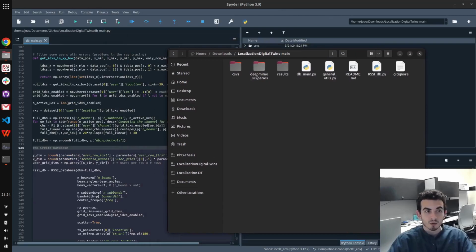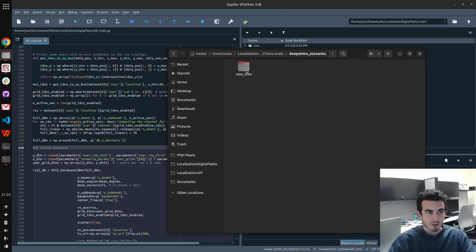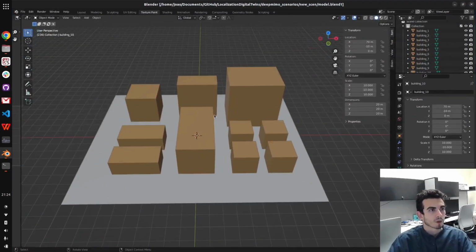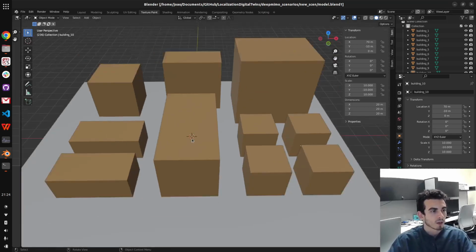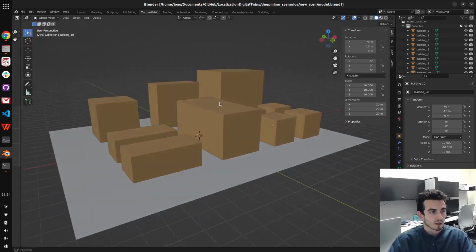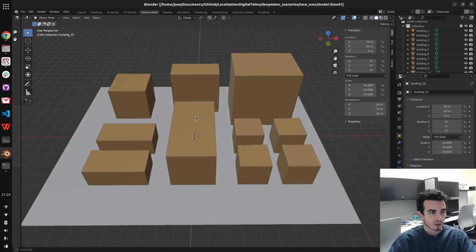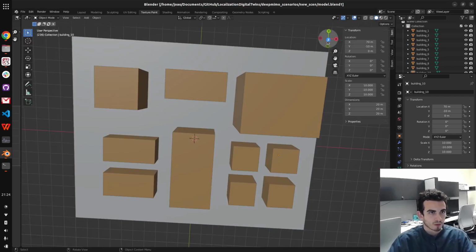And our scenario is here in DeepMIMO Scenarios. It's this new scenario. These files are the DeepMIMO files, and I included the Blender file, which I have opened here. In this case, it's coming from another directory, but it's the same file, and this is what you'll see in the Blender file. And this is our scenario.